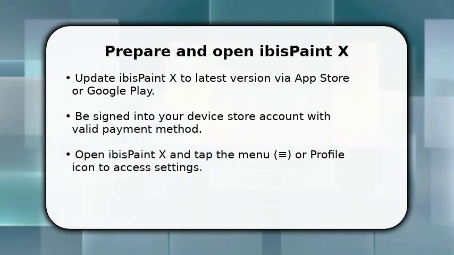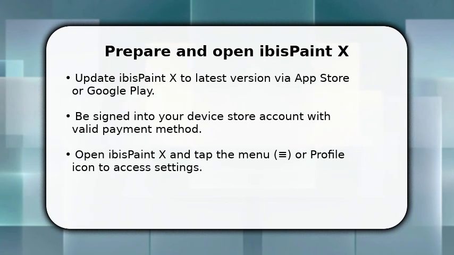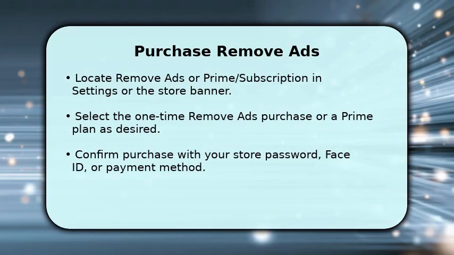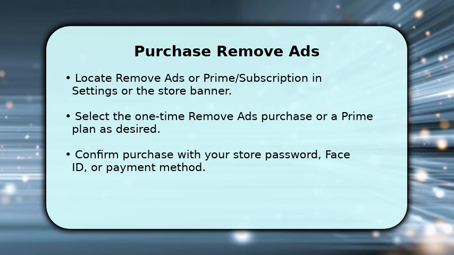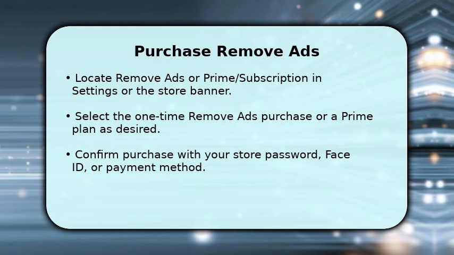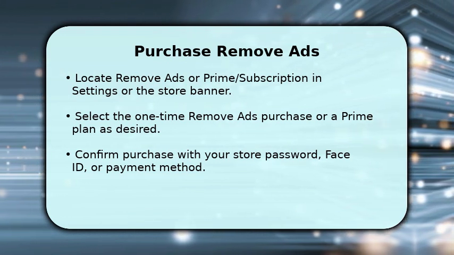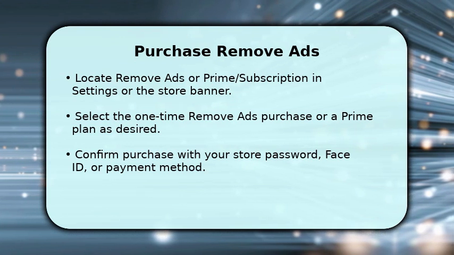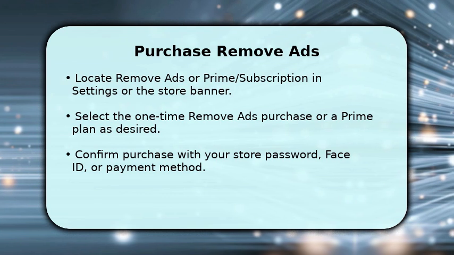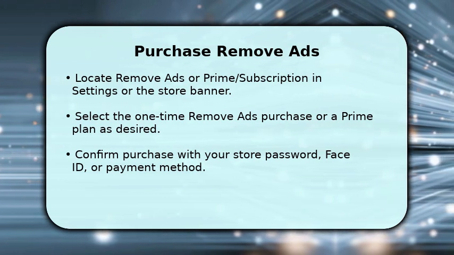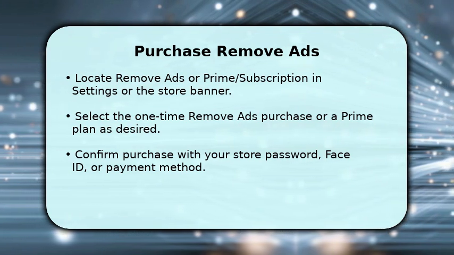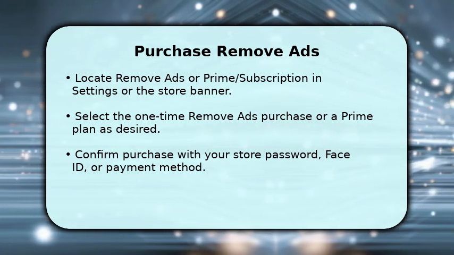speeds the next steps. Now you buy the Remove Ads option inside Ibis Paint X. Find the Remove Ads button in Settings or tap the banner offering Prime. Choose either the one-time Remove Ads purchase or a Prime subscription if you want extra features. Once selected, confirm the transaction with your store authentication, Face ID, password, or whatever your device requires. This purchase tells the app to stop loading ad networks for your account. So once payment completes, the change is applied to your user profile.